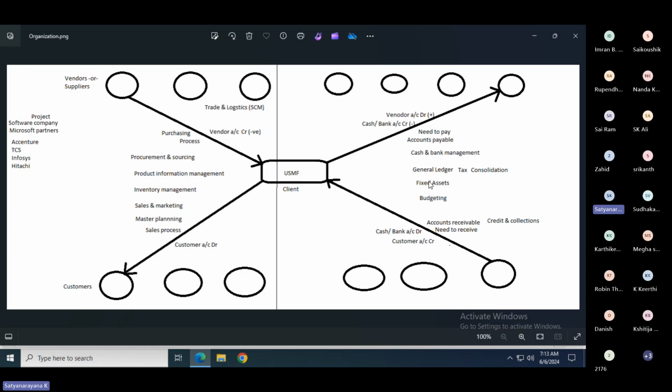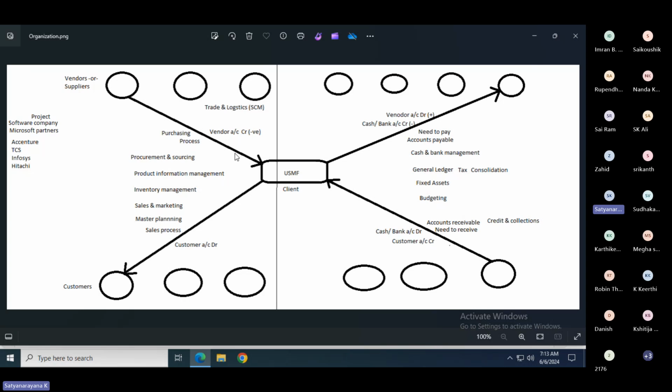Those all are fixed assets. And then credit and collections, one more module, because you are paying, you are receiving money. If in case the customer is not paying, you need to follow up with the customer for credit and collections. So you are going to learn the accounts payable module, accounts receivable module, cash and bank management, credit and collections, general ledger, tax, consolidation, fixed assets, budgeting.